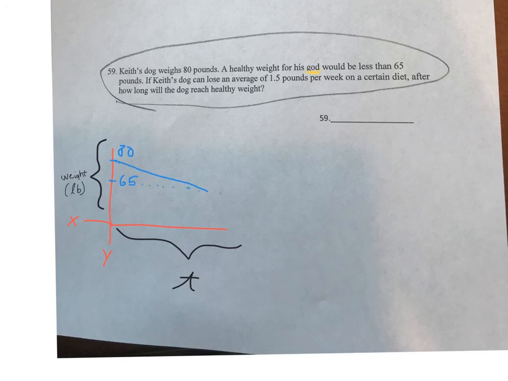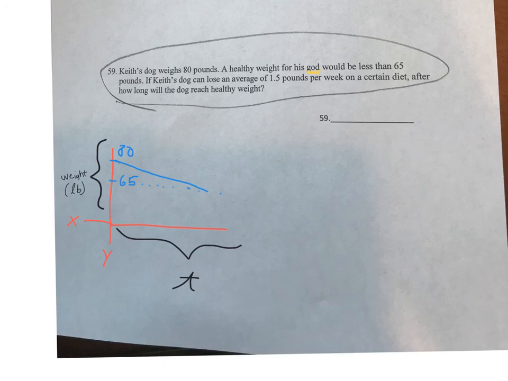Now, theoretically, in abstract mathematical universe land, this line could hypothetically go on forever, right? That doesn't quite make sense in the real world, but in math land, this is a line. It goes on forever. So what we could do is get a sense of, well, what's the equation of this line?